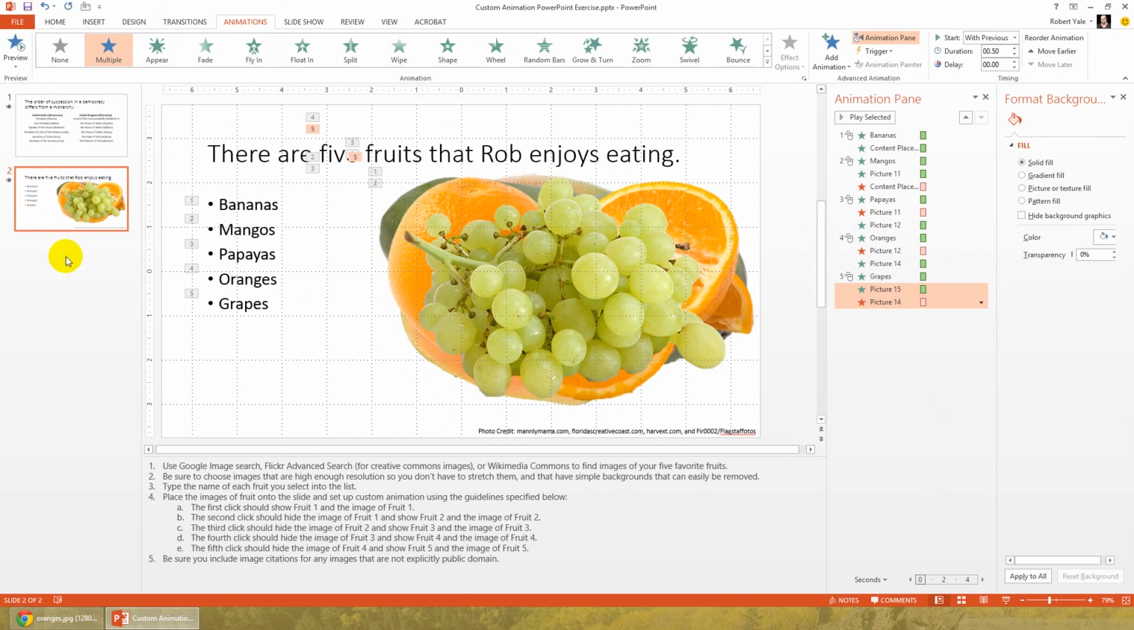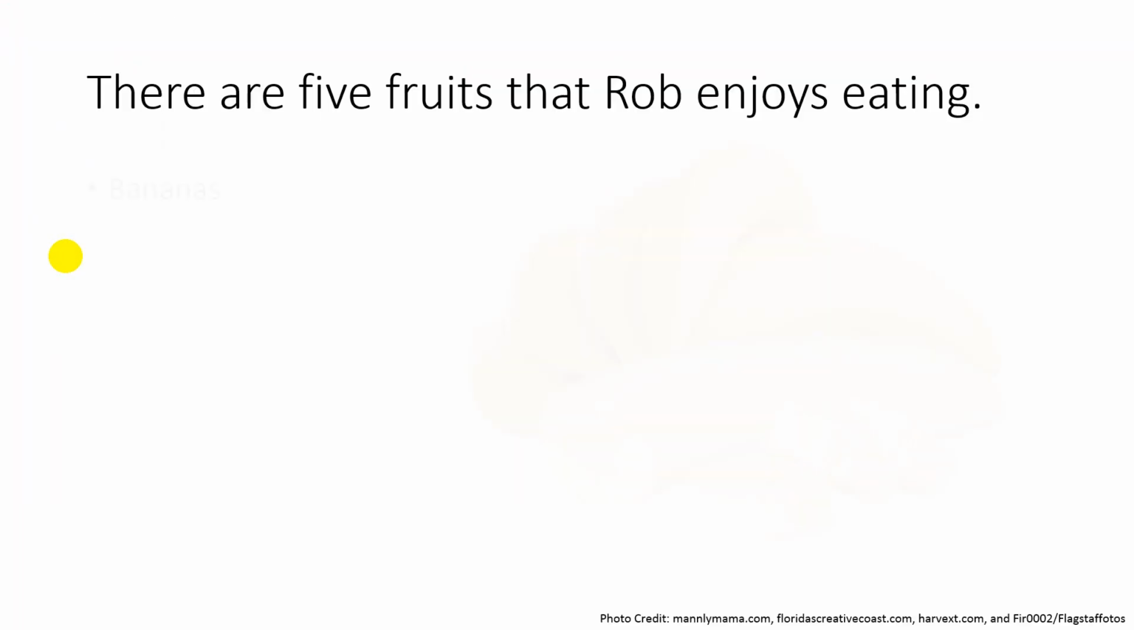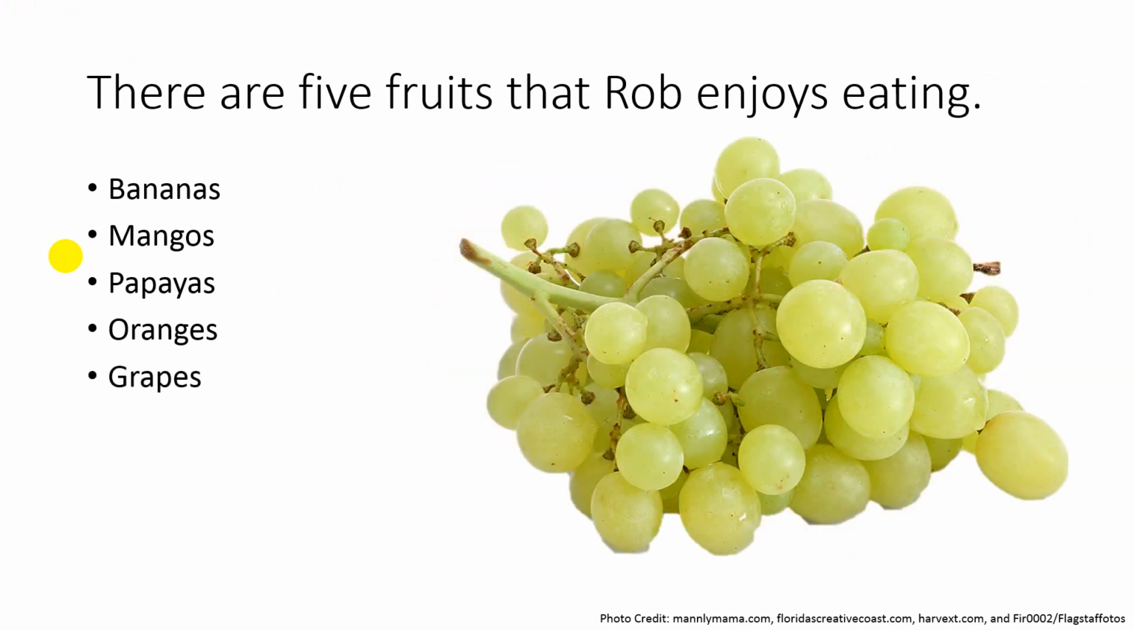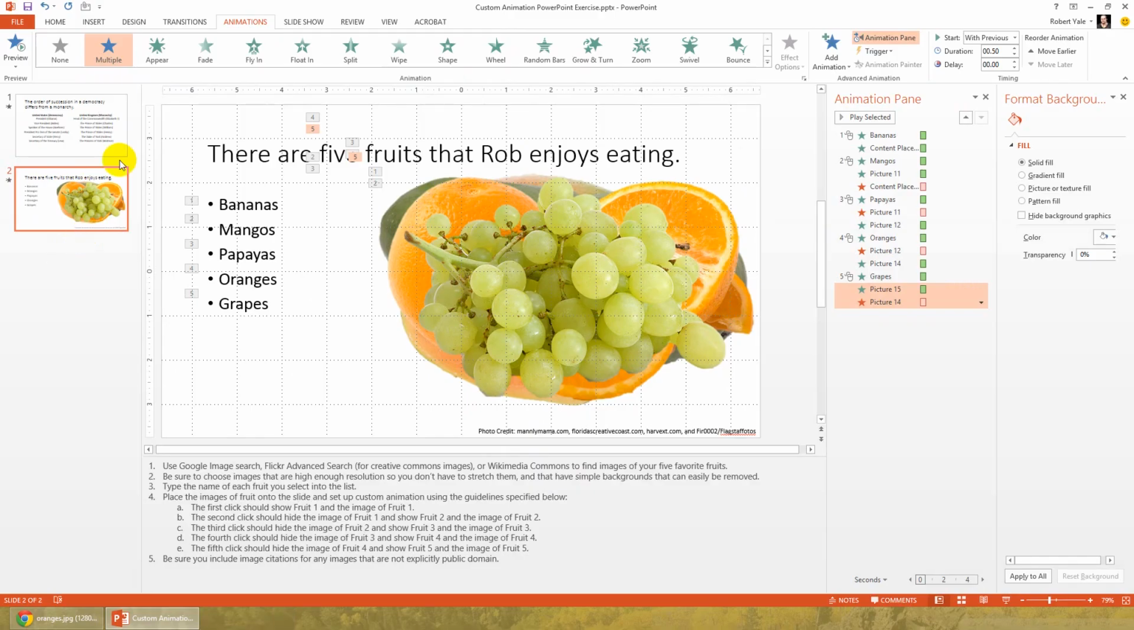Okay, so when you submit this file, you should make sure that all of the animations are done and they look just like this. Bananas, mangoes, papaya, oranges, grapes. Now, you may have different fruits and different images, and that's perfectly fine. But make sure that you've set up the custom animation so that those elements appear and disappear on single clicks. You shouldn't have to click 15 times to get through your slide.